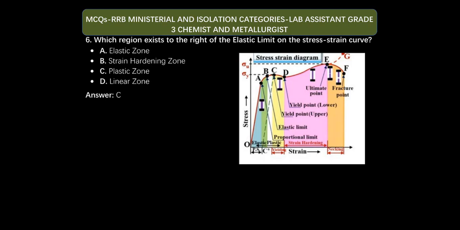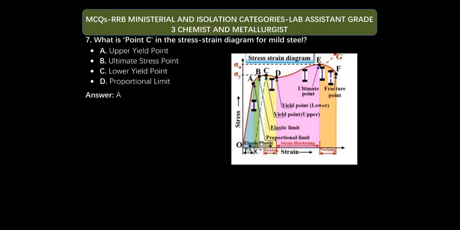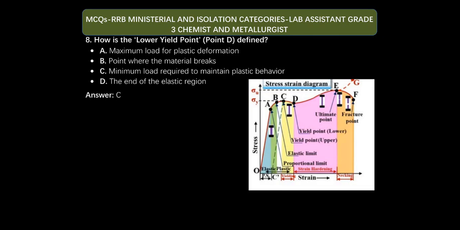Which region exists to the right of the elastic limit on the stress strain curve? Option C, plastic zone. What is the point C in the stress strain diagram for mild steel? Option A, upper yield point. How is the lower yield point D defined? Option C, minimum load required to maintain plastic behavior.